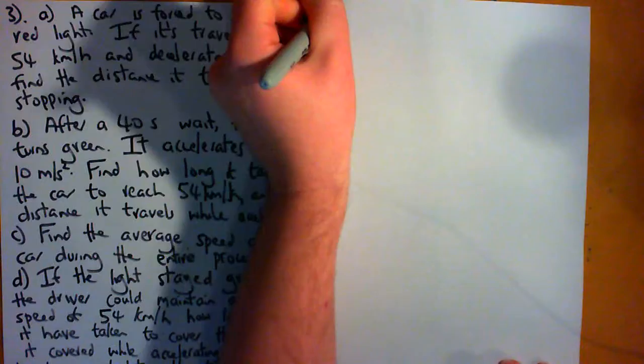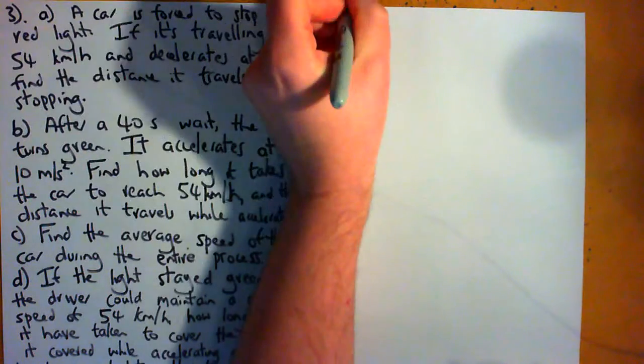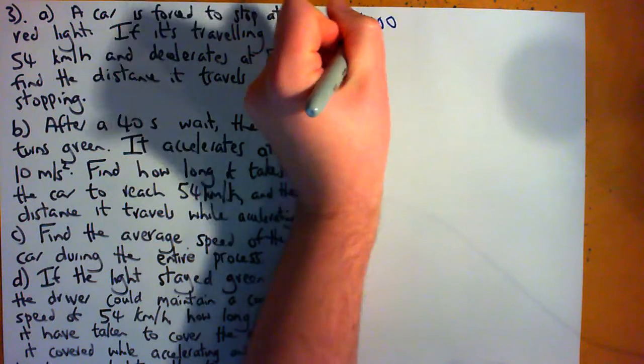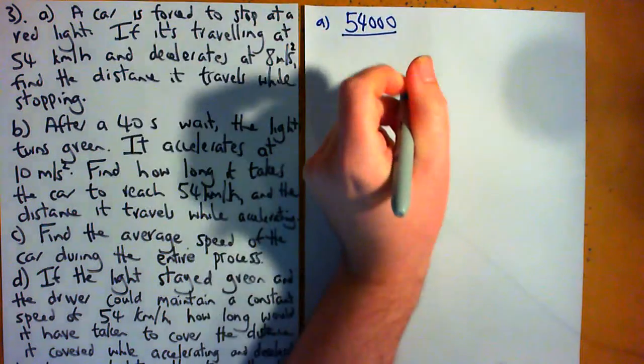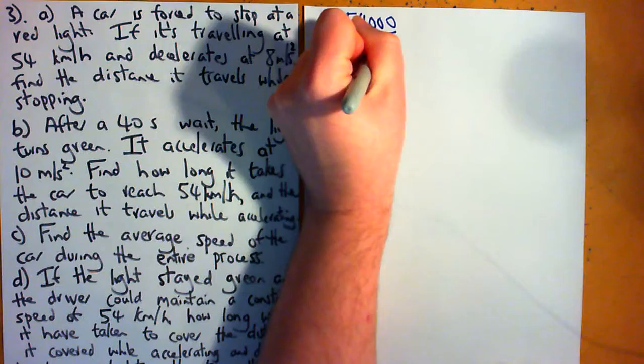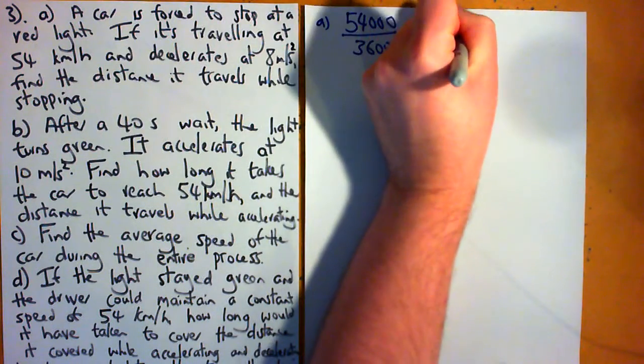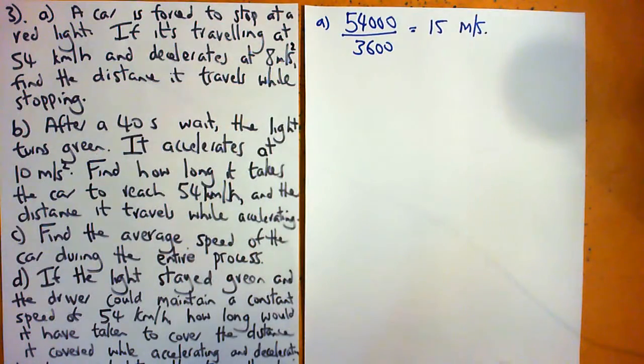per second. So we have 54 kilometers per hour. 54 kilometers is 54,000 meters. Divide that by 1 hour, which is 3,600 seconds, and calculating that gives us 15 meters per second.